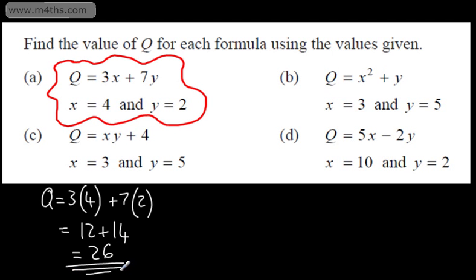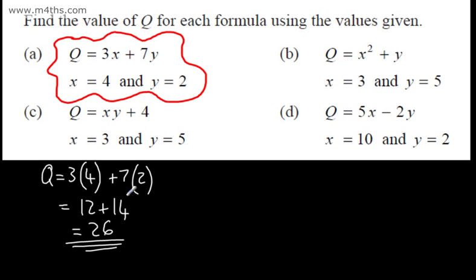So if this was in an exam, I would show now that I'm multiplying 3 by 4 and then add into it 7 multiplied by 2. Remember, if we've got brackets and we have a number next to another, we multiply. If we look at this one, we've got Q squared. When we square a number, we multiply it by itself. We're then going to add now y.